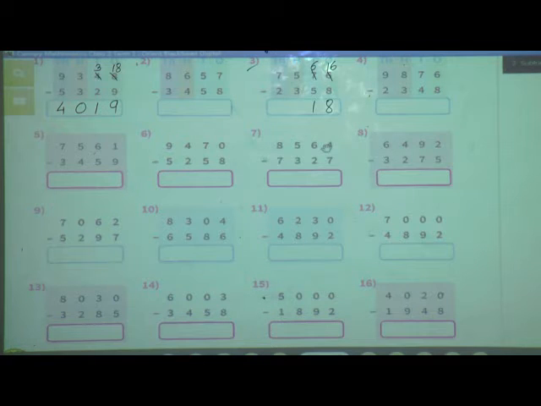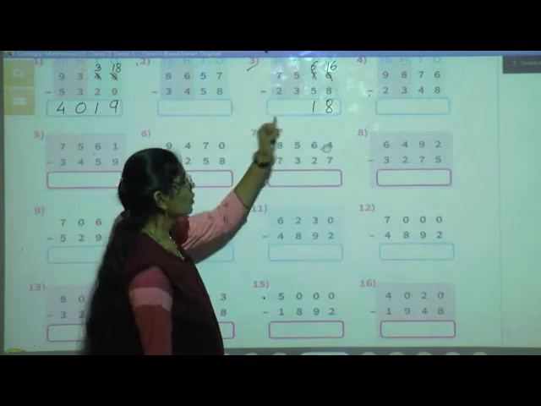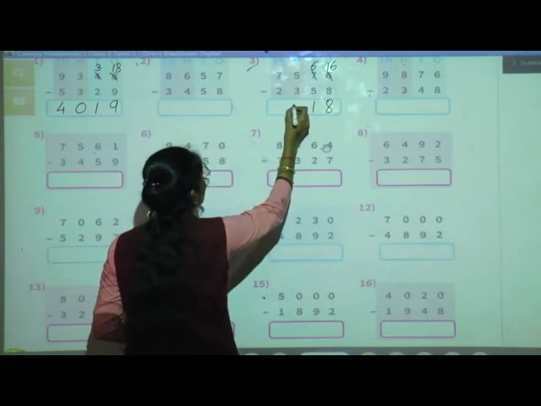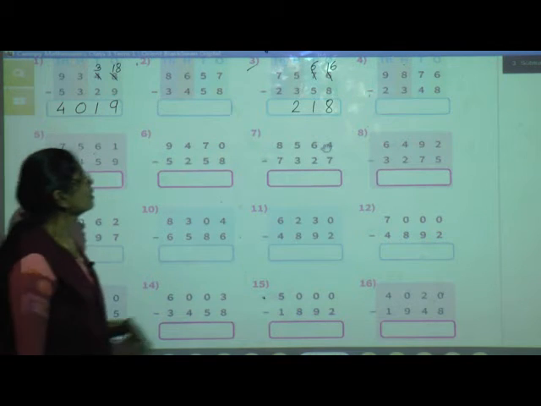See the hundreds place digit. At hundreds place, in the first number there are 5 hundreds and in the other number there are 300. So 500 minus 300. 5 minus 3, after 3 count your fingers till 5. 4, 5. So 500 minus 300 is equal to 200.